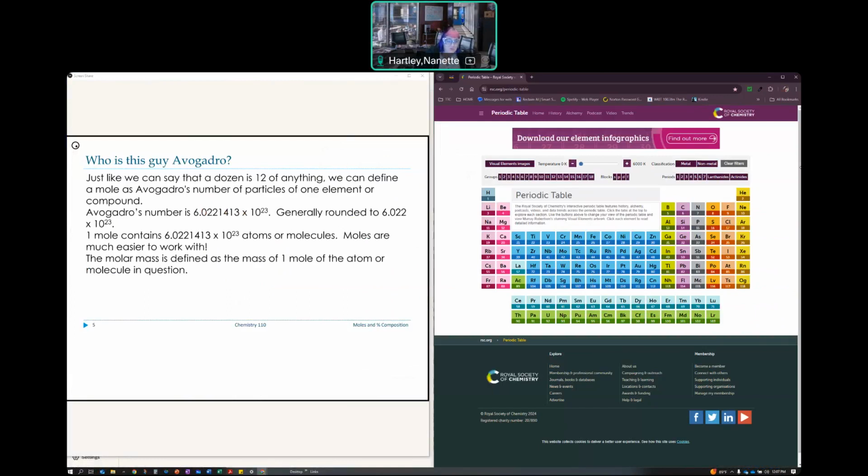Just like we can say that a dozen is 12 of anything, we can define a mole as Avogadro's number of particles in one element or compound. Avogadro's number is 6.0221413 times 10 to the 23rd. We generally round this to 6.022 times 10 to the 23rd. One mole contains 6.0221413 times 10 to the 23rd atoms or molecules, depending on what we're talking about. Moles are so much easier to work with. It's like talking about a dozen, but it's a huge number instead.